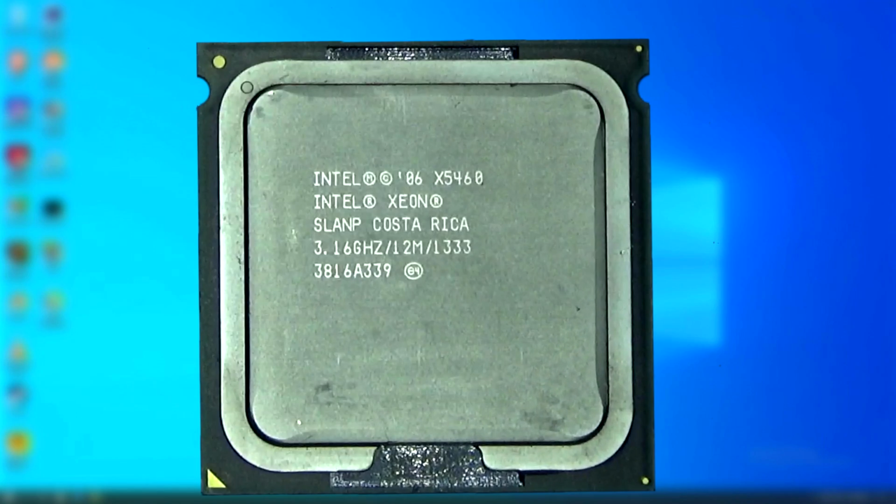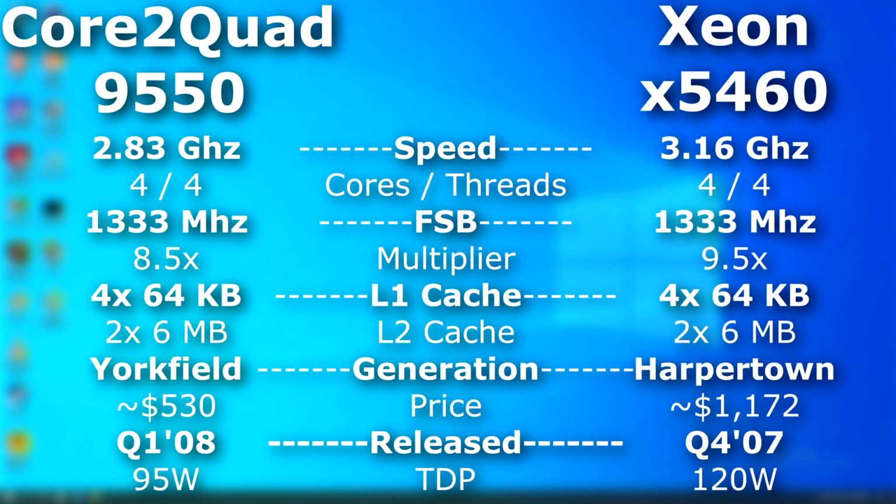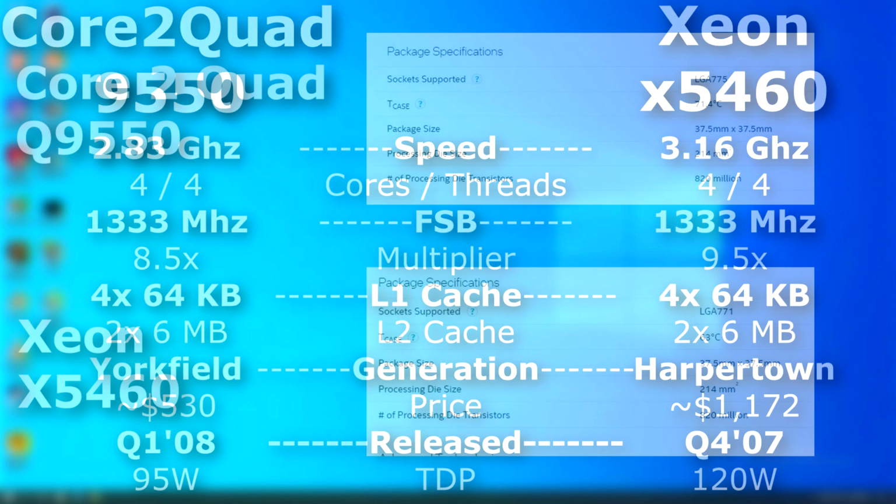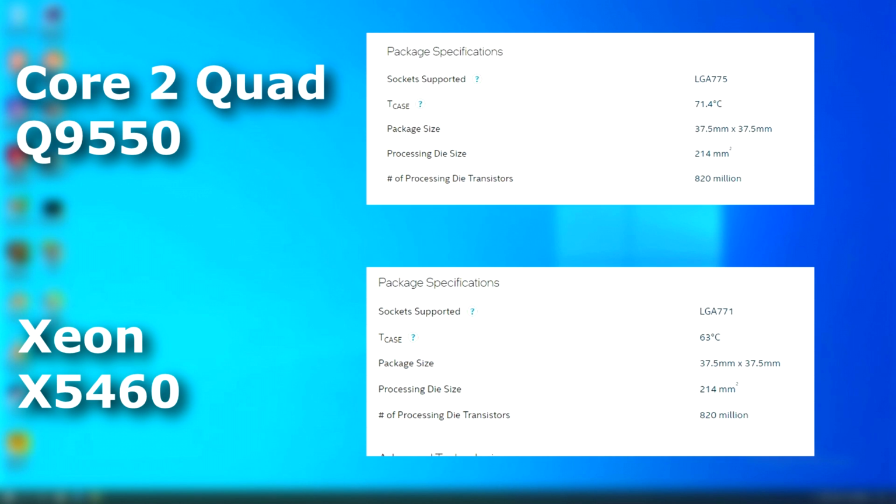So what I have here is a Xeon X5460, which I'll be comparing against a Q9550 Core 2 Quad. As you can see, they are very similar processors. Both were released within a few months of each other, have the same amount of cache, and operate at the same bus speed. However, the Xeon has a higher TDP and sold for nearly twice as much as the Quad. The Xeon also has a higher multiplier, so its final speed is about 300 MHz higher. What's also interesting is, according to Intel, these two CPUs have the exact same die size and amount of die transistors, so they seem to be very similar, if not nearly identical.